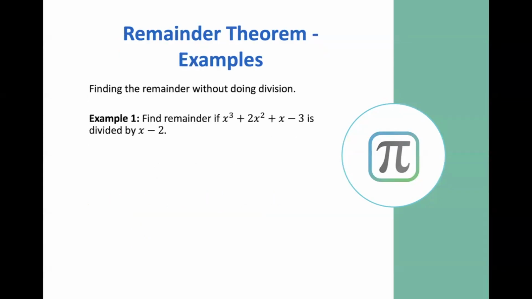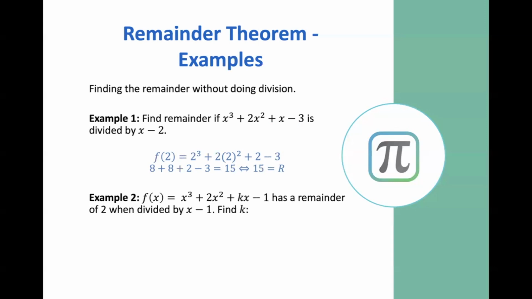So some other examples. Find the remainder if x cubed plus 2x squared plus x minus 3 is divided by x minus 2. We would substitute 2, so f of 2, which gives us 2 cubed plus 2 times 2 squared plus 2 minus 3, which equates to 15, so the remainder would be 15.